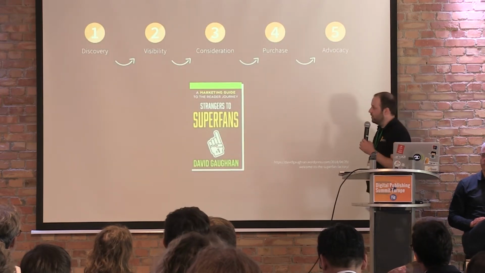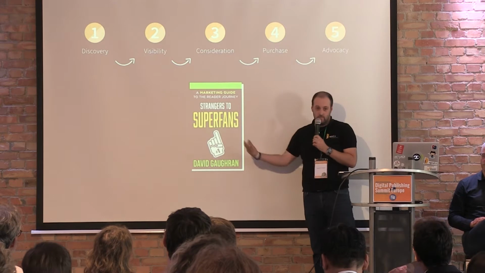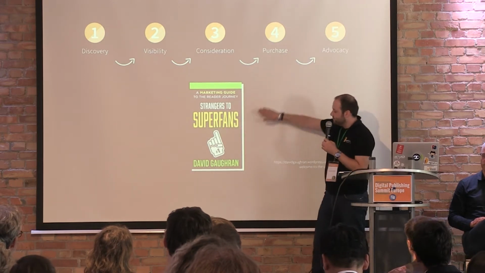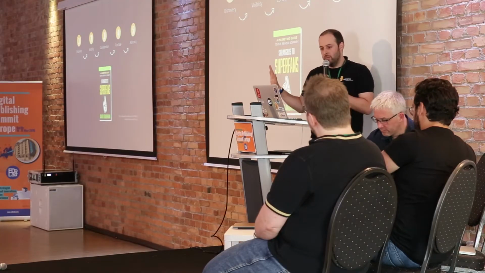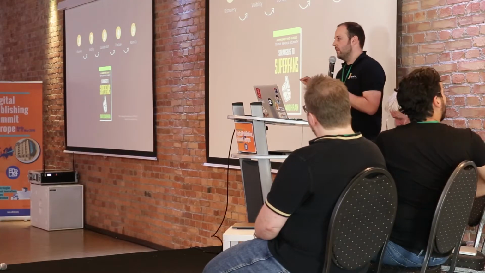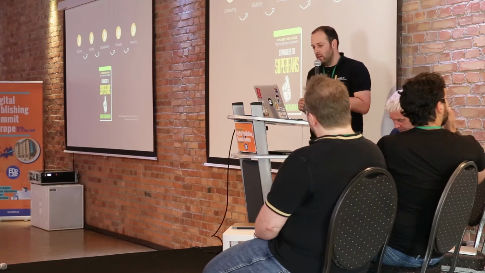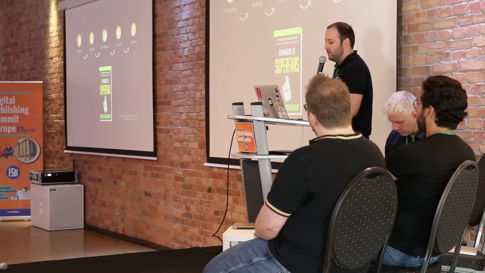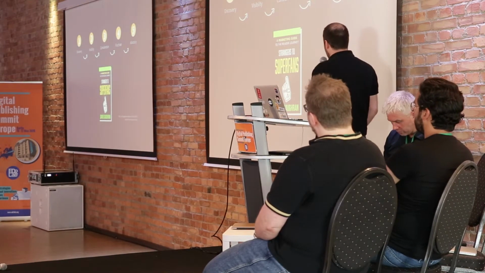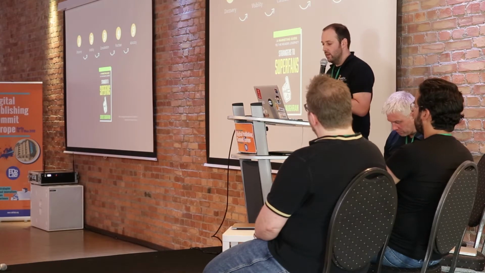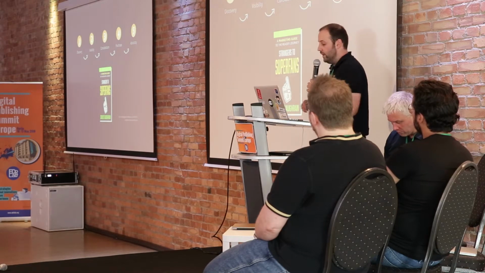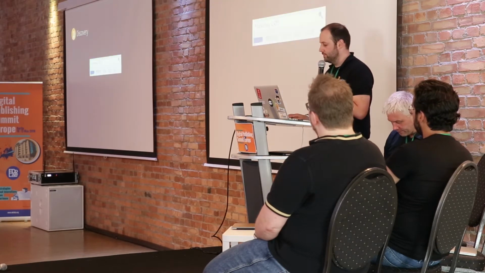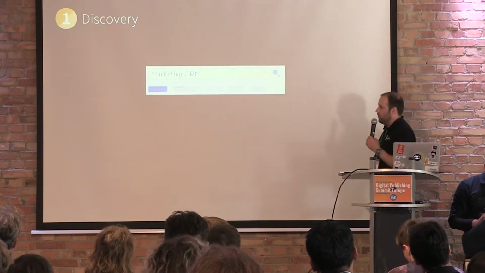And this one is inspired by a book, Tell Others, by David, and he describes 5 steps of digital publishing, from discovery to visibility to consideration to purchase to advocacy. But how can this process look like in a real example? The real example is Peter.